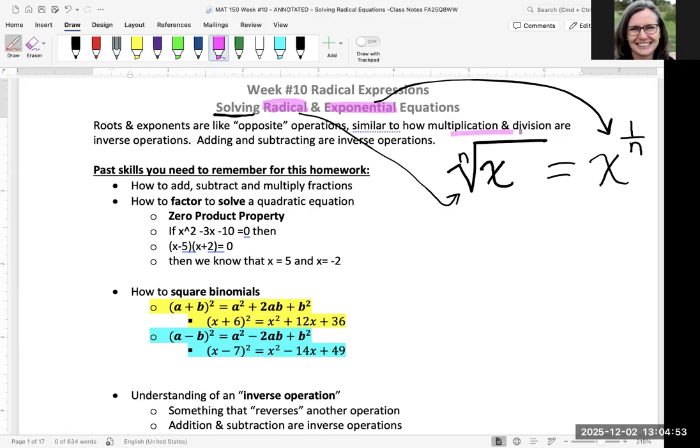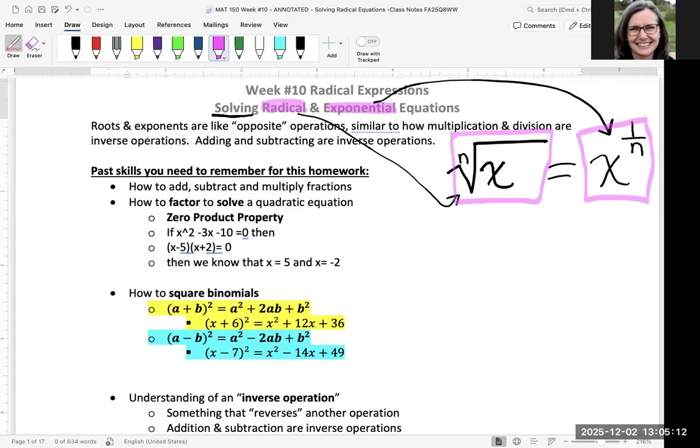So switching back and forth between the radical expression and the exponential expression is what you can do anytime you want, and you can choose whichever expression makes solving the problem easier for you. Okay, week 10 is nice because it's a compilation of a lot of skills you've already learned. So here we go.